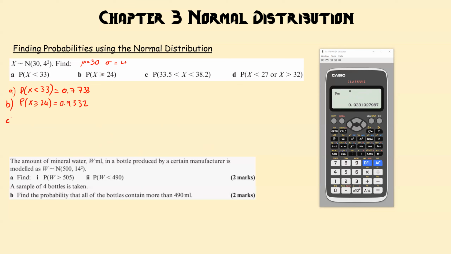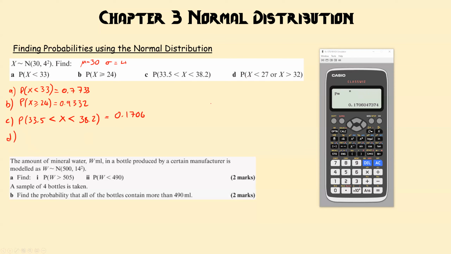And then for C, we've got in between. This is even nicer, because you've been given your bounds here. So we've got 33.5 and 38.2. I will put it down because we should. I'm struggling to write here. 0.1706.